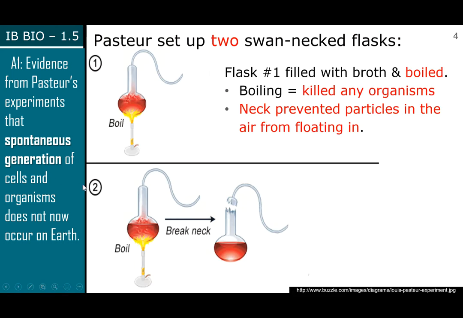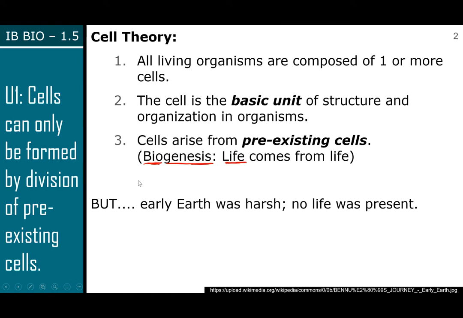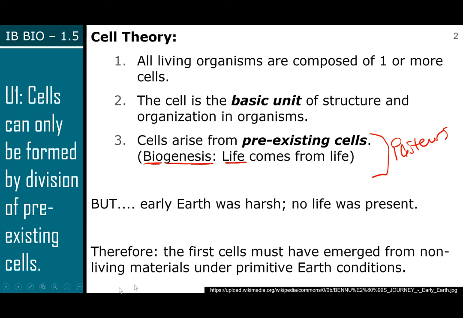So when we talk about cell theory, cells arise from pre-existing cells. This is because of Pasteur's experiment. Now, I did just get done saying that the first cells must have emerged from non-living materials under primitive Earth conditions, right? I did say that. So if we know that currently all cells arise from pre-existing cells, we're going to have to address the idea of where the first cells came from, and we'll do that in a few minutes.